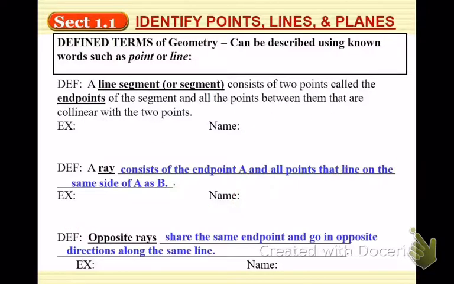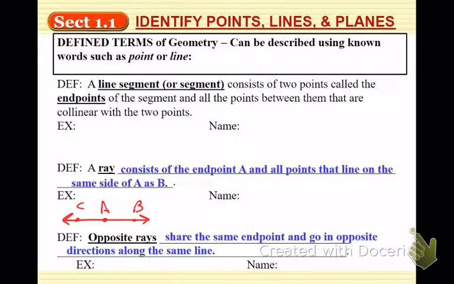Now that we have rays, we can talk about opposite rays. Opposite rays are rays that share the same endpoint and go in opposite directions along the same line. Now think about that. If two rays are going to share the same endpoint and then go in exact opposite directions, what's that going to look like? Right? So there's a ray, ray A, call it AB. And then if I want an opposite ray, it would look something like this, which, if you look at that, kind of looks like a line. Kind of looks like a line, right?